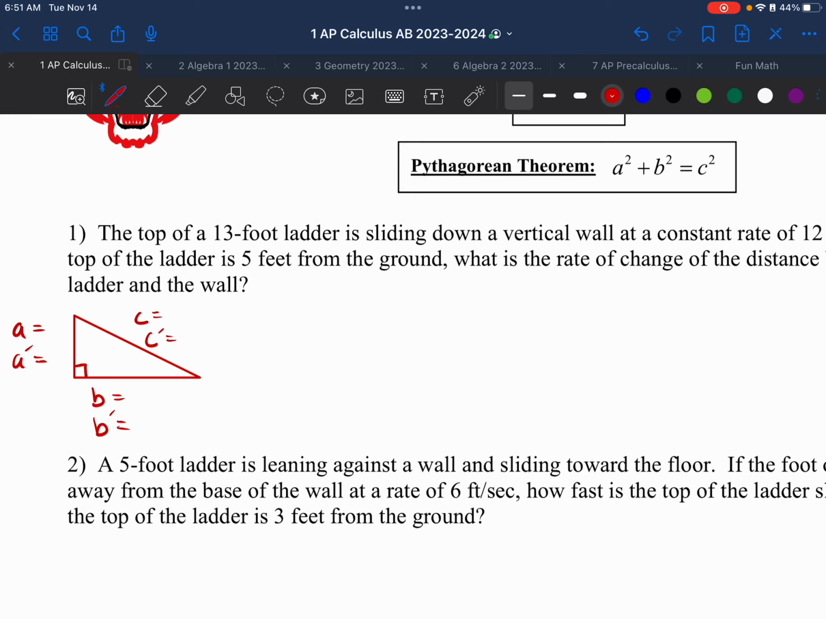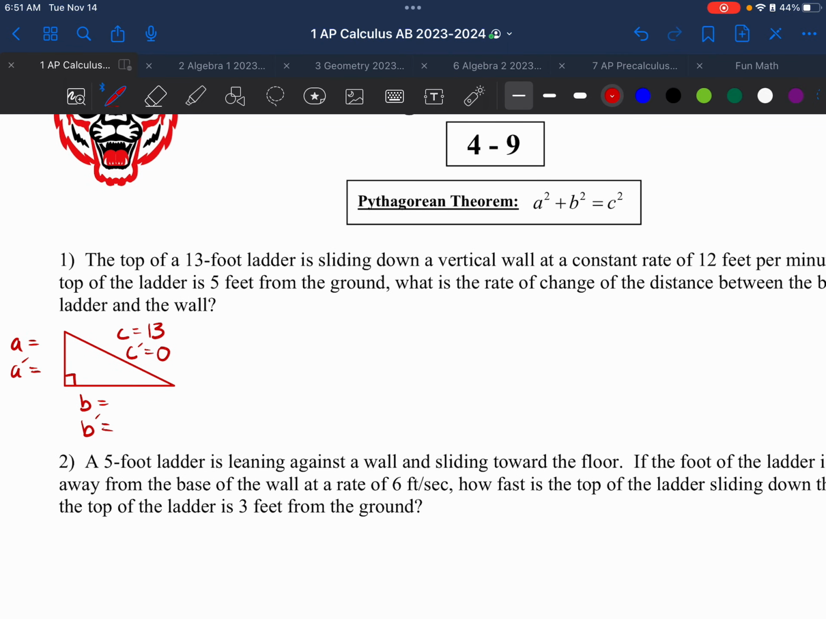We have a 13-foot ladder, which means our C is 13 feet, and usually ladders don't change in length, so that means C prime is going to be 0. What else do we know? It's going down a vertical wall. When I see the word down, I interpret that as a negative word, since positive would have been going up. So that rate is 12 feet per second, so A prime is negative 12. I'm going to put a negative 12 over here.